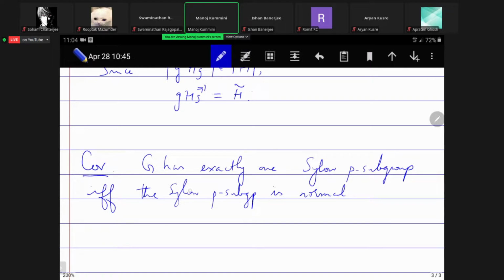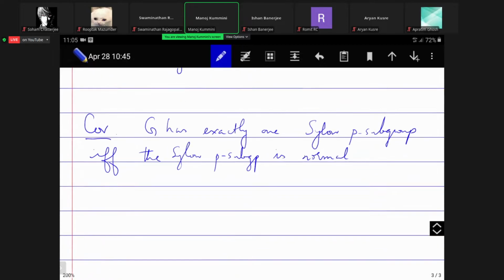Okay. So G has at least one Sylow P subgroup, and if that number is 1, then if you try to conjugate it, it would be another Sylow P subgroup, but then you will not get anything new, so it is normal. Conversely, if it is normal, then there can't be any other. So proof.